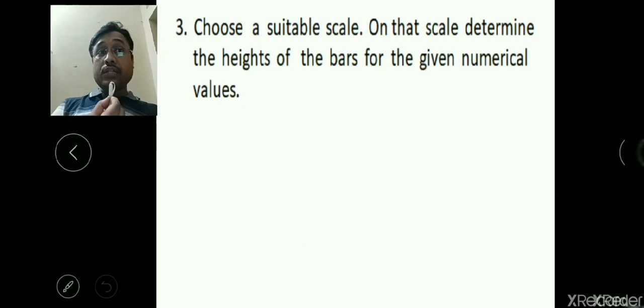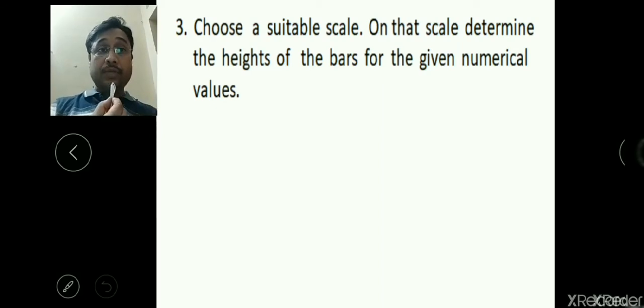Then choose a suitable scale. This is also a very important aspect: choose a suitable scale. On that scale, determine the heights of the bars.